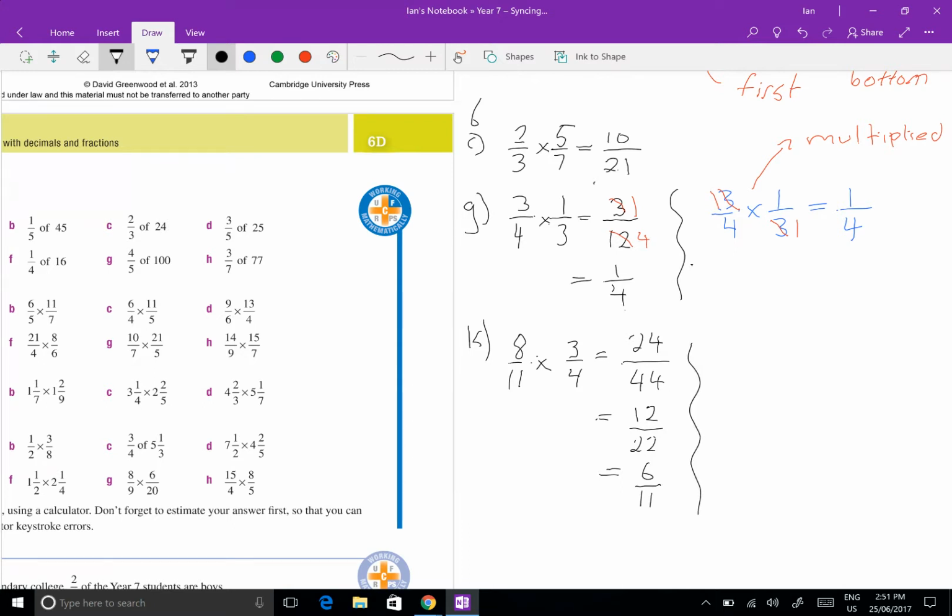But what happens if I cancelled first? Well, let's have a look at this. 8 on 11 times 3 on 4. Well, that's a very poor 4, so I'll fix that up.